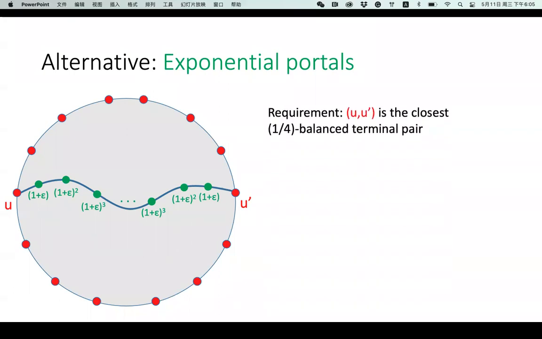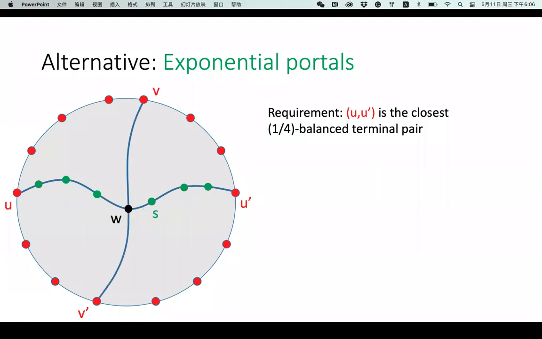Okay, so for the portals computed in this way to work out, we need one more requirement. That is, the initial selection of the terminal pair must be the closest 1/4-balanced terminal pair. So what do we mean by that? These two terminals separate the boundary segment into two consecutive segments, and each of the segments has to contain at least k/4 terminals, basically a one-fourth fraction of the terminals. And among all such pairs, U U prime must be the closest pair. Basically, the distance between them is the smallest among all such pairs.